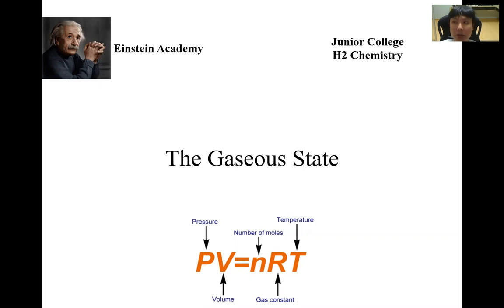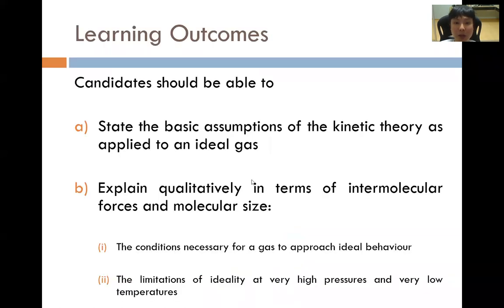In the last video, we looked at learning outcomes A and B from the topic of the gaseous state from the JCH2 chemistry syllabus. In this video, we're going to look at some past year A-level questions that test on these two learning outcomes. So let's begin. These are the two learning outcomes that we went through in the previous lecture.